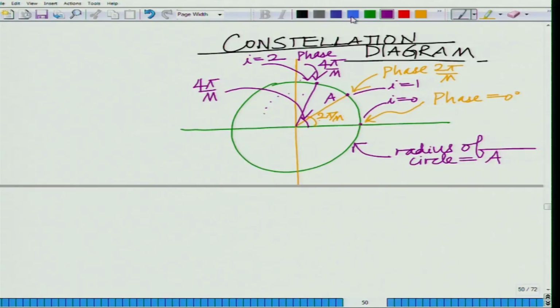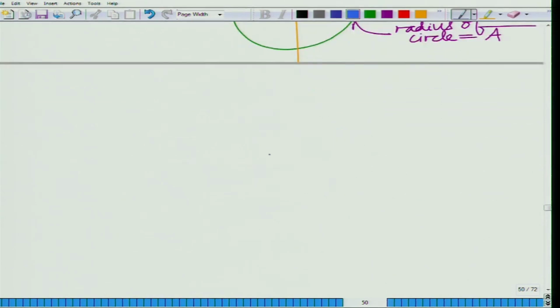I can take values from 0 to m minus 1. Therefore, there are a total of m points. Each is phase shifted from the previous one by 2 pi by m. So, we are taking the total phase of 2 pi, 360 degrees, and dividing it into m phases. Now, if you look at the ith point, corresponding to phase 2 pi I over m, the radius is A.